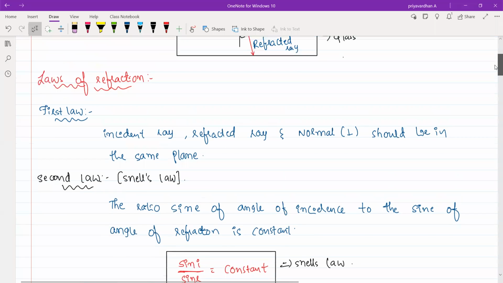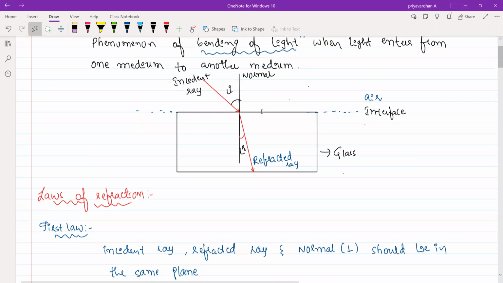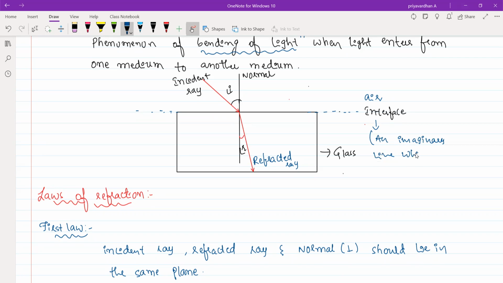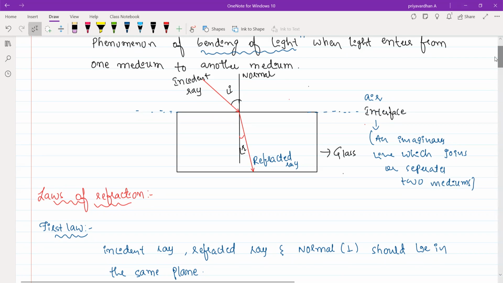What do we mean by an interface? An interface is an imaginary line which will separate two mediums or which will join two mediums. I can add a word over here: an imaginary line which joins or separates two media. Two mediums, you can write it.